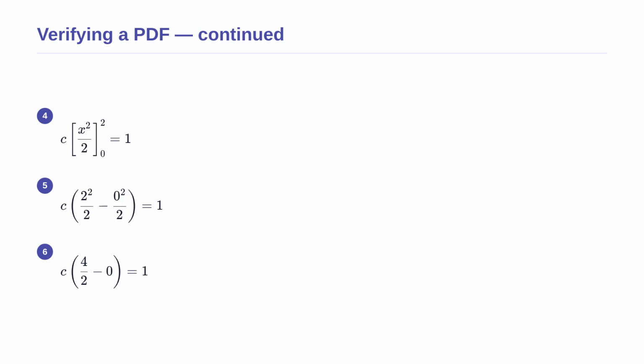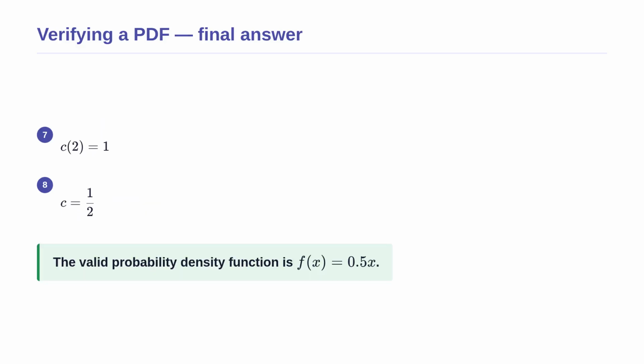We substitute the upper limit 2 into the expression and then subtract the expression with the lower limit 0 substituted in. This is the standard way to evaluate a definite integral. 2 squared is 4 and 0 squared is 0, which simplifies our expression nicely for the next step. Now we just finish the algebra to find our constant.